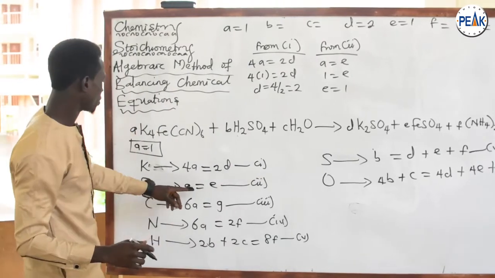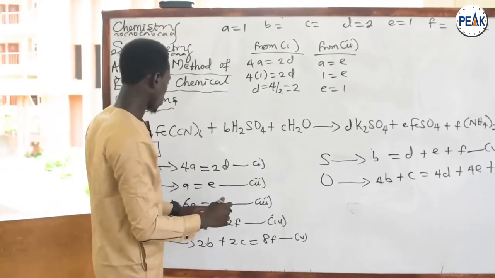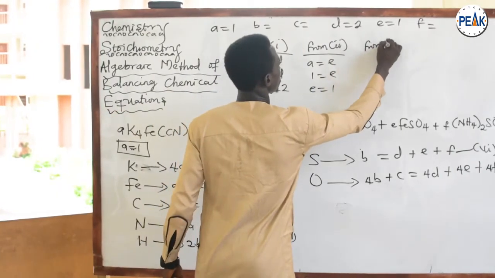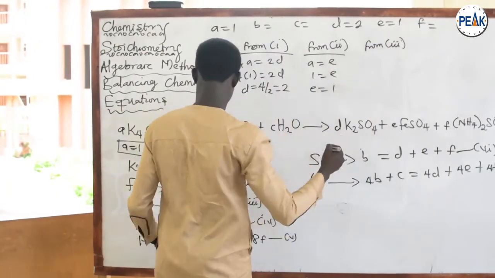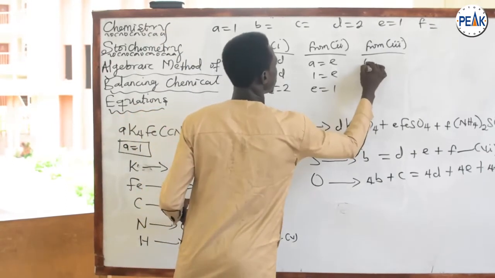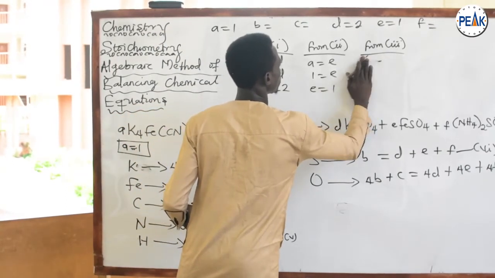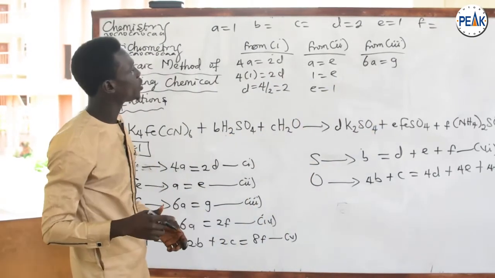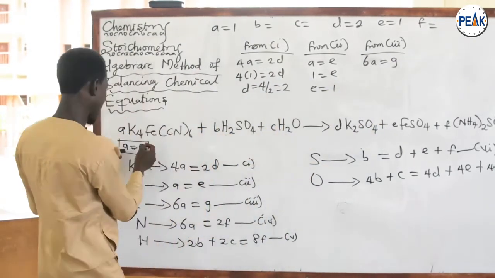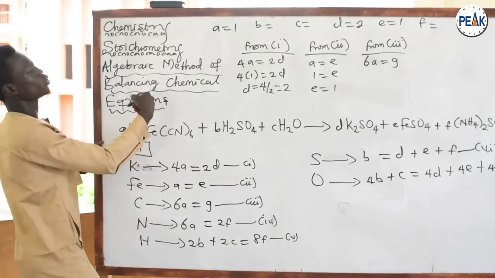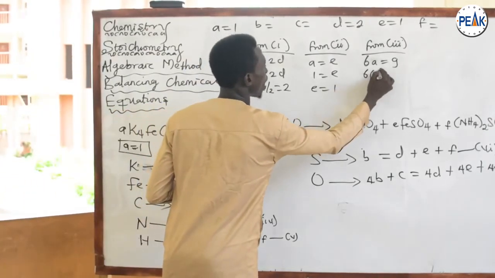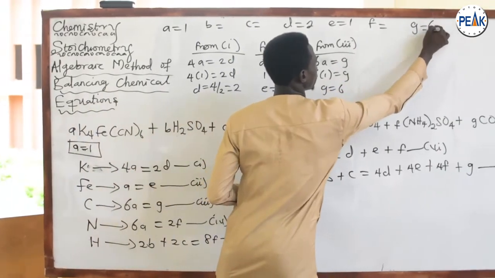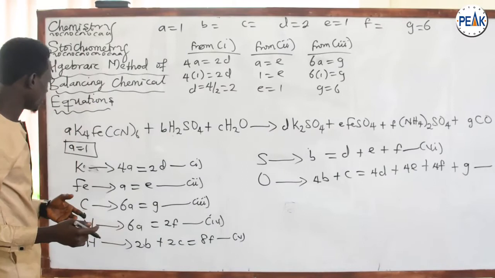Now, what's the next equation? Let's go to equation 3 to look for the value of G. So from equation 3, I have 6A. 6A is equal to G. If 6A is equal to G, knowing fully well that my A is equal to 1, I bring it here again. 6 into 1 is equal to G. So that G will be equal to 6. Simple.